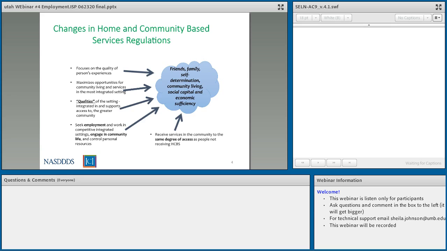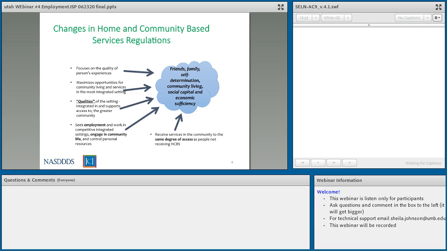I use this slide because I know that Utah is invested in the Supporting Families Community of Practice. And this slide is really set up as, if you're familiar with the trajectory slide, the cloud represents what everybody wants out of life: friends, family, self-determination, community living, building their own social capital, and their economic sufficiency. All of the elements that are around that cloud really represent the tenets and language in the CMS regulations that are going to help get the people that you support to the aspirations that are in that cloud.